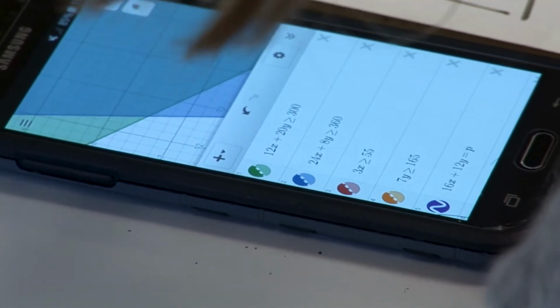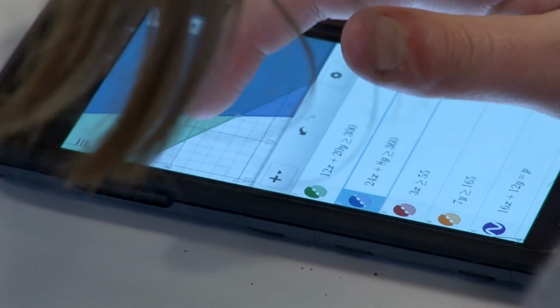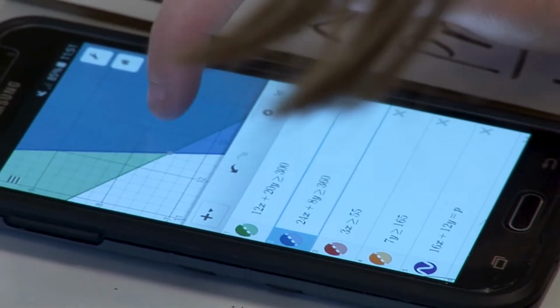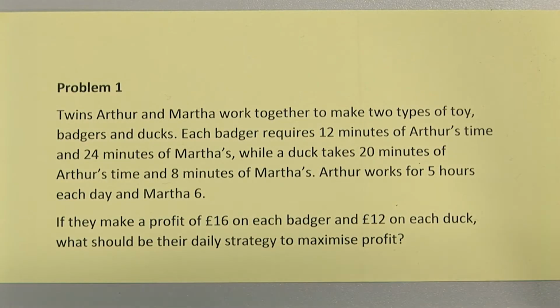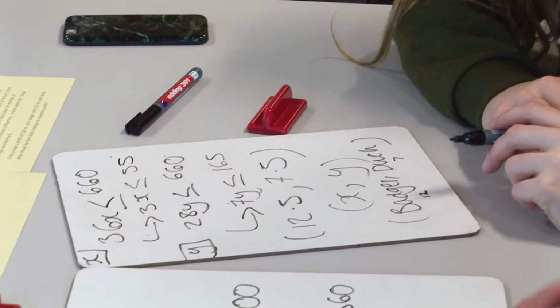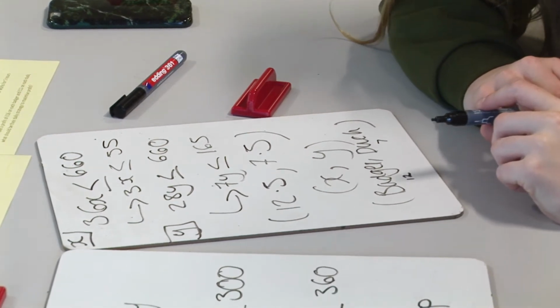Can you not have an 8, 12? No, 8, 12 falls in the green, so that's not feasible. The actual answer is they need to make 12 badgers and 7 ducks per day. Cool. On to the next one.